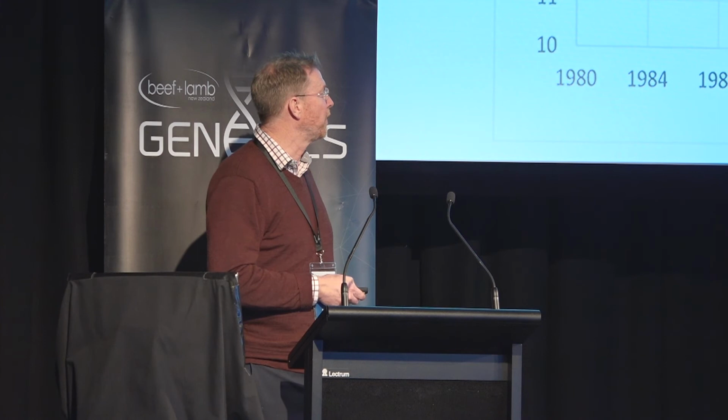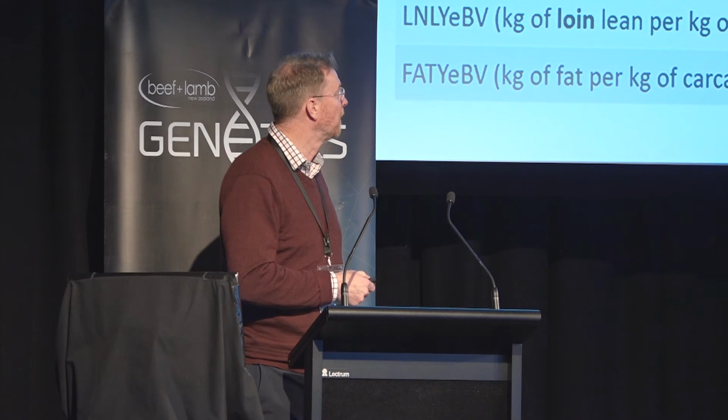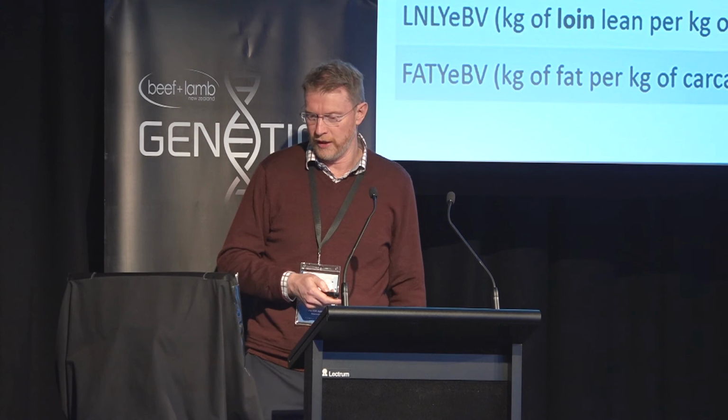So the response to selection, again, the take-home message is we played around with all these things, but the relative genetic progress you're going to make by selecting on these indexes is not going to change that much. So these are the expected genetic trends again. In the interest of more questions, let's just move on, and I just wanted to focus on one option that we'd like to put forward for the New Zealand Maternal Worth Index.